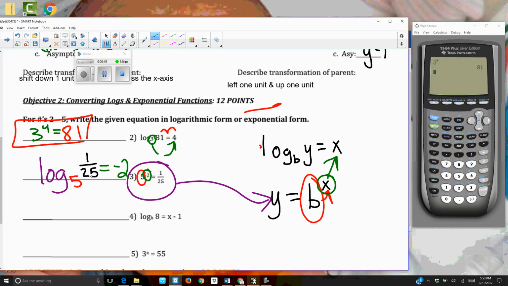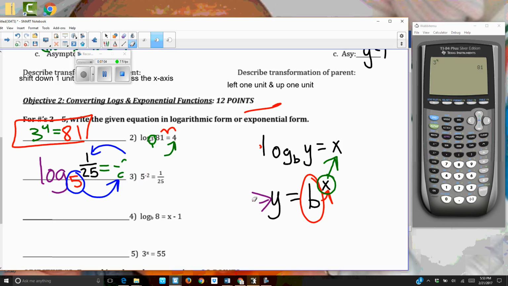that's our answer. And we can easily check and go backwards the other way by taking the base, raising it to the negative power, and it should equal 1/25. And in fact, that's exactly what's happening in this problem. It's 5 raised to the negative 2nd power equals 1/25.